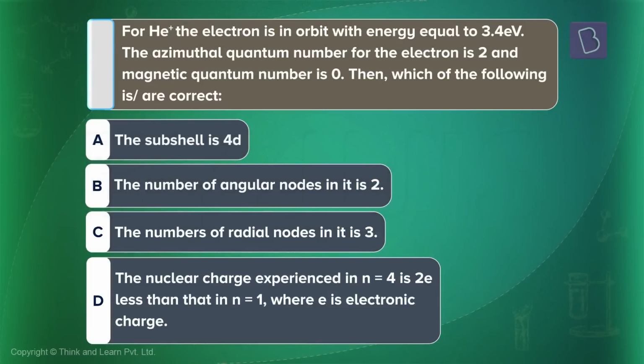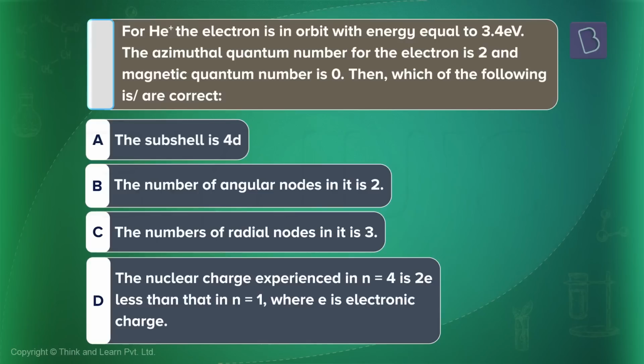Here's a question that can have more than one correct answer. This one is from the structure of the atom, atomic structure. Let me read out the question to you. For He+, the electron is in orbit with energy equal to 3.4 electron volts. The azimuthal quantum number is 2 and the magnetic quantum number is 0. Which of the following are correct?